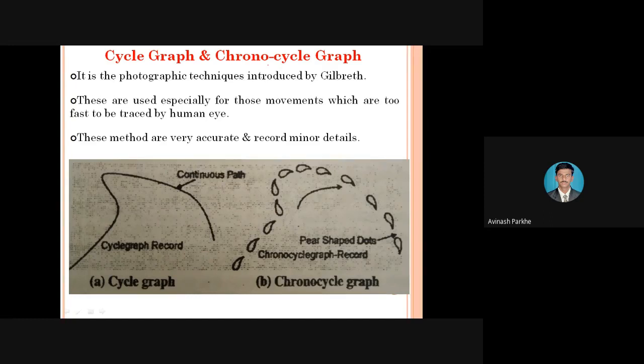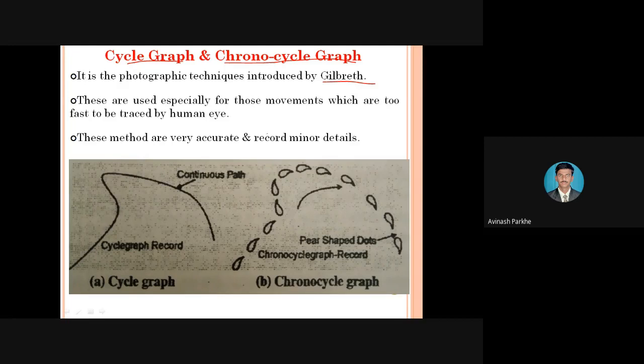Now today we'll discuss the next important technique, which is called the cycle graph and the chronocycle graph. This is also one of the techniques used to track movements. The cycle graph and the chronocycle graph were developed by the scientist Gilbert. Gilbert is one of the scientists who developed the concept of industrial engineering, and in addition to that, he developed these techniques called the cycle graph and the chronocycle graph.